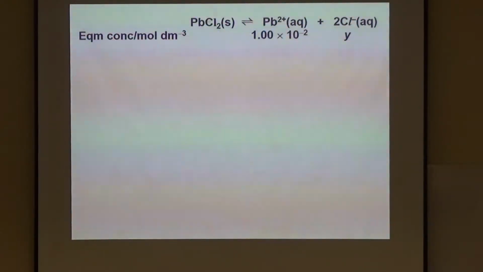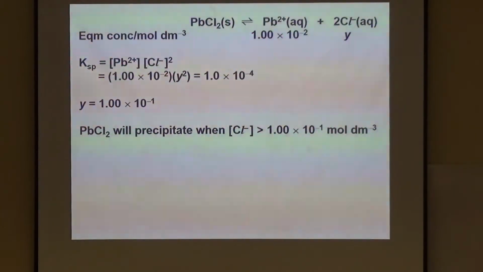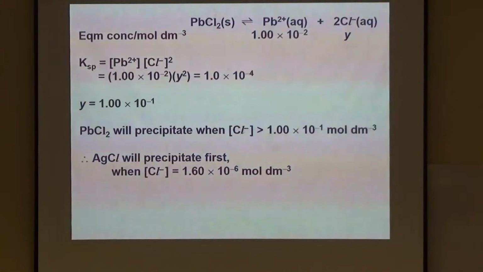For lead, you do a similar thing. There are two things I want you to note here. Lead produces 2 chloride ions, so make sure you write that down. And because of that, in the KSP expression, the concentration of chloride should be squared. Okay? So you should be able to solve that. That is 0.1 mol per dm³. So you will see that there is a 10 to the power of 5 difference in the concentration of chloride. Alright, so with such a difference in solubility, you will be able to separate out the silver ions as silver chloride from the lead ions. Okay?